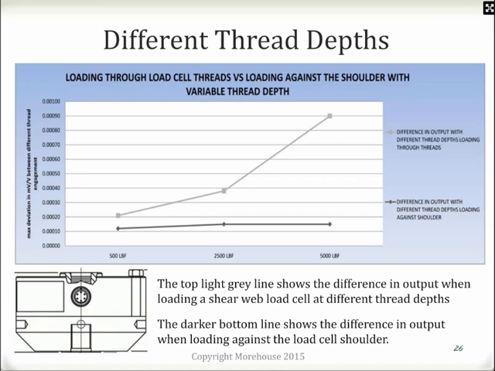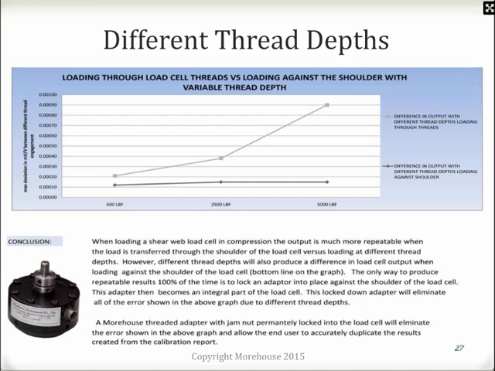So what am I saying here? I'm saying if you don't have an adapter locked in and you load against the shoulder, you can get pretty consistent measurements. Whereas if you're just varying the thread depth on one of these cells, you could have an error magnitude of 0.025 to 0.05% difference, depending on the output of the cell. This one, if you look to the right, we had about 0.009 millivolts per volt, which on a 2 millivolt cell is about a 0.05% error.